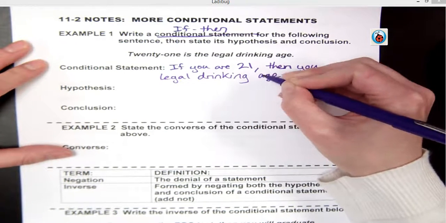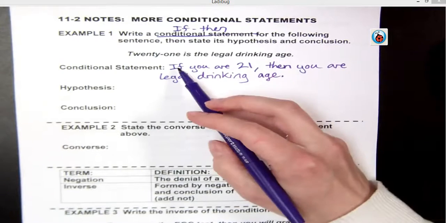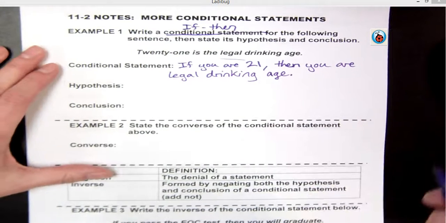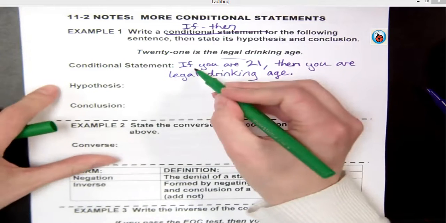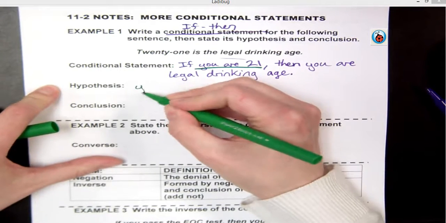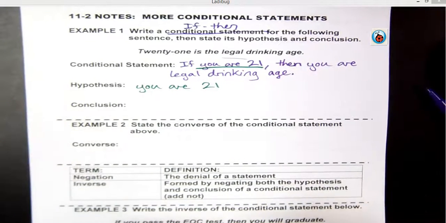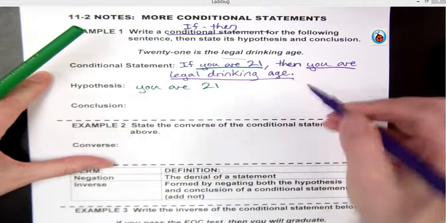There are different ways you can turn things into a conditional statement, but you have to make sure you have an if-then there and it follows the original sentence. So our hypothesis part of that, remember, is the if statement without the if. So that would be, you are 21. And then the conclusion would be, you are legal drinking age.